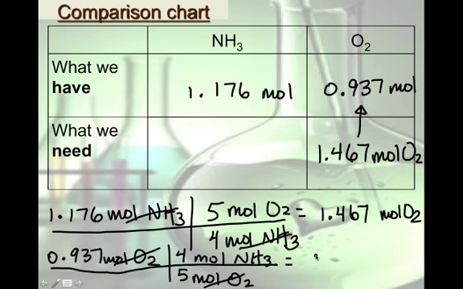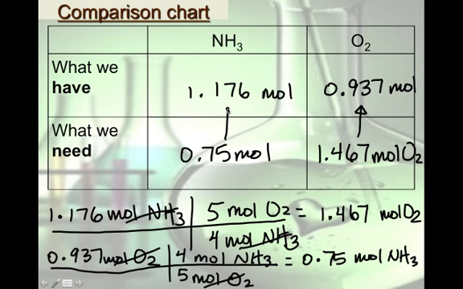Okay, this time we're going to take that other number, the 0.9375 moles of O2, multiply by 4, and then hit enter, and then divide by 5. 0.75. 0.75 moles of ammonia. Now let's compare that to what we have. 0.75 moles compared to 1.1. Oh yeah, we have plenty, right? Because we only need 0.75 and we have more than that.